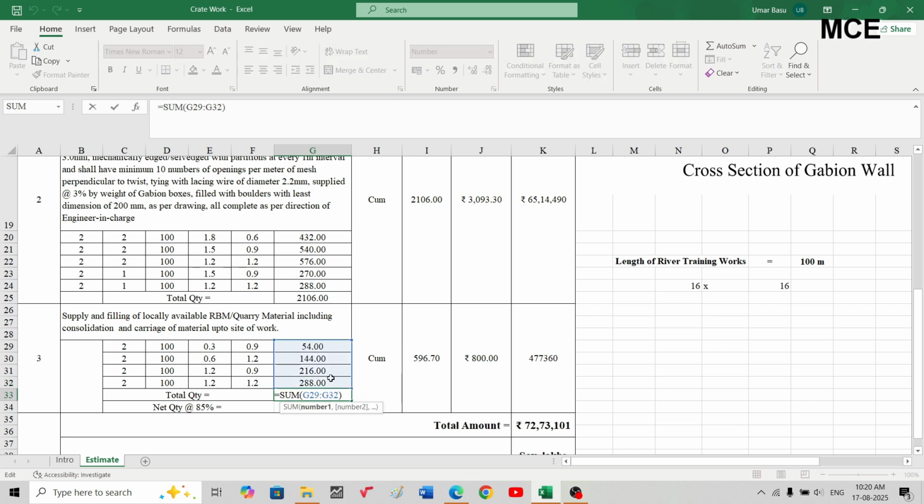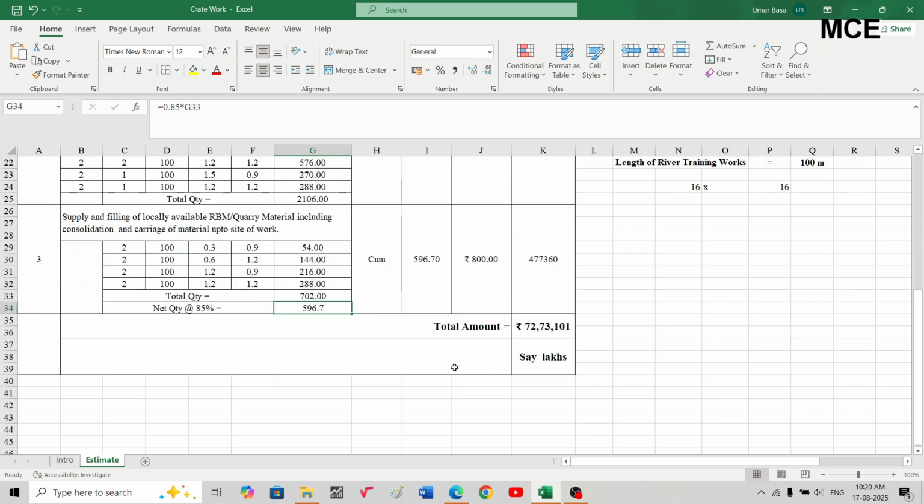If you sum up all these, it will be 702 cubic meters, and we will take the net quantity as 85%, because there will be some voids between the stone aggregate. So net will be 85% of 702 cubic meters, which is 596.7 cubic meters. The lowest market rate for this item is 800 Indian rupees per cubic meter. So total will be 4,77,360 Indian rupees. That is quantity multiplied by the rate.